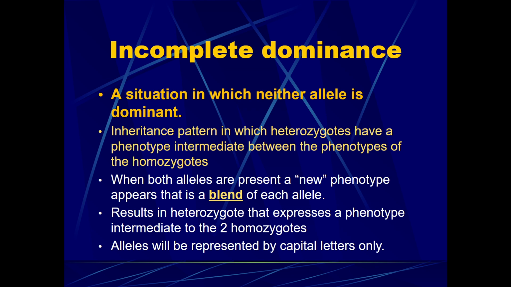The heterozygote with the two different alleles present in their genotype presents a new phenotype where we see a combination of the two alleles, not both present at the same time, but instead blended well together. So it's always going to result, if you have the heterozygote, in a phenotype that is intermediate between the two homozygotes. And we'll look at some examples. So the alleles with incomplete dominance are only going to be represented by capital letters only.